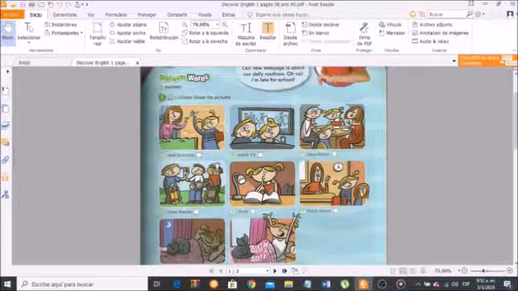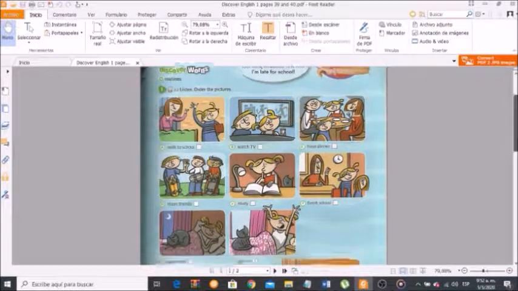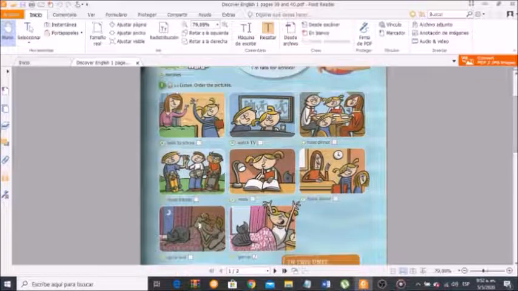This means juntarse o encontrarse con los amigos. Picture E, study. Picture F, finish school. Picture G, go to bed. And picture H, get up. Okay, very good. And I have a question for you.